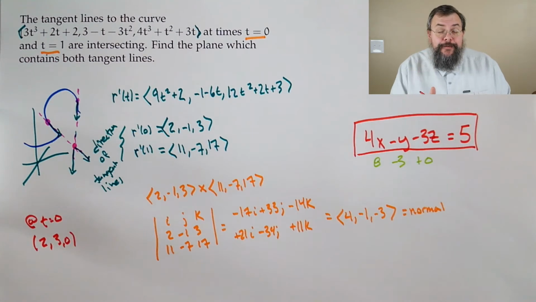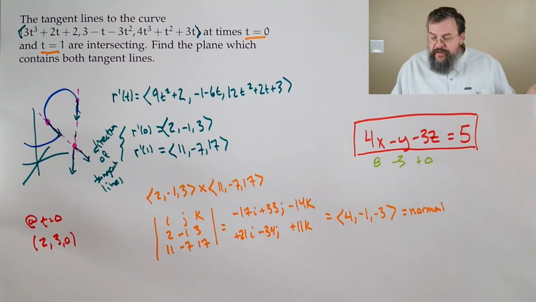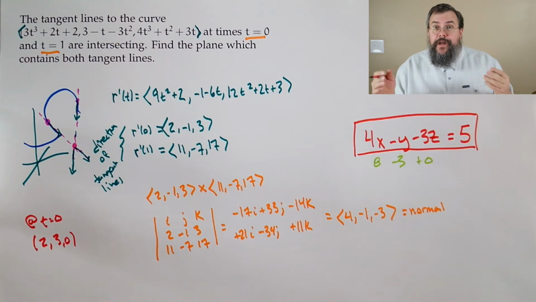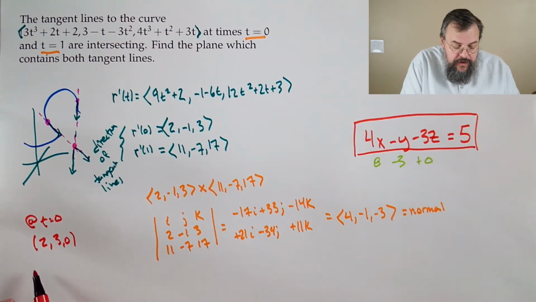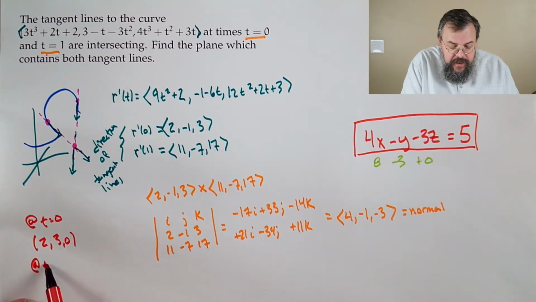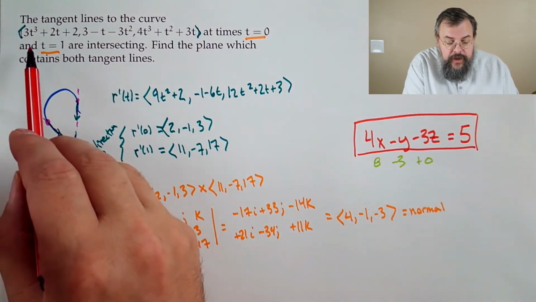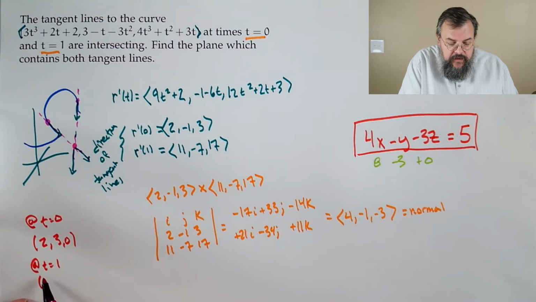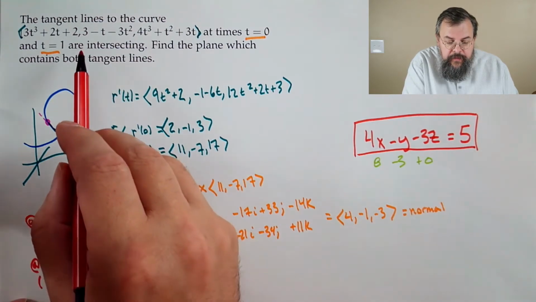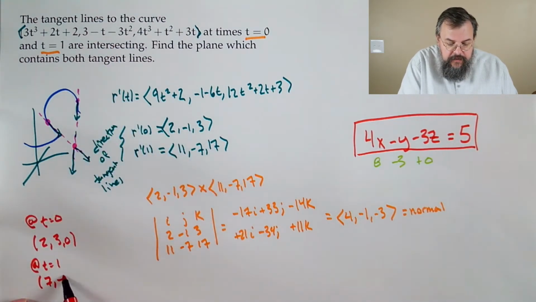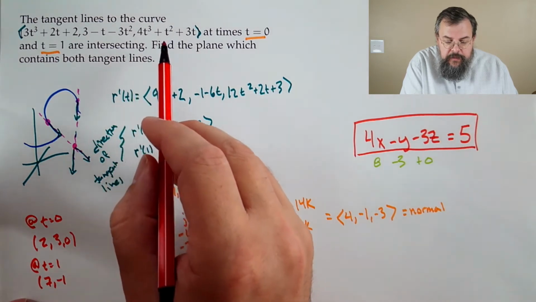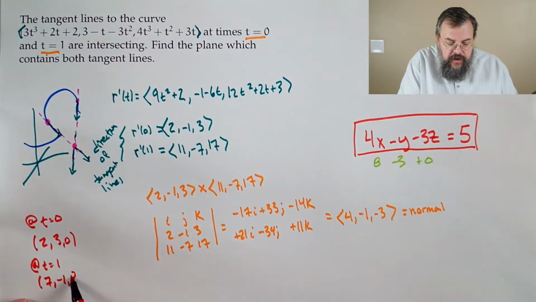Now, can we check? There's one other thing that we haven't used yet that should be true. If everything that they said is true, it also should contain the point at time equals 1. Let's just check that. So, what do we have at time equals 1? Well, 1 is also easy to plug in. 3 plus 2 plus 2, 7. 3 minus 1 minus 3, negative 1. 4 plus 1 plus 3, 8.